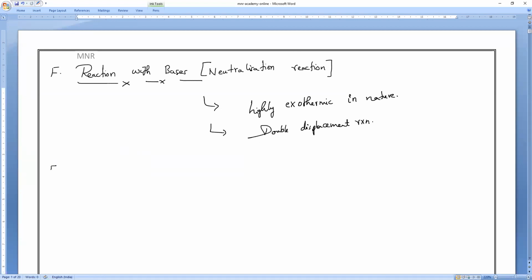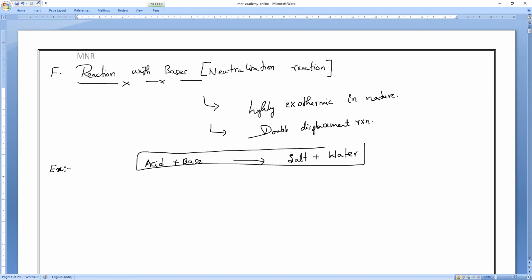So let us take the examples. We all know very well, if any kind of acid reacts with the base, it will give you salt plus, what, guys? It will give you water. So that is the standardized equation of a double displacement reaction, or we can say a neutralization reaction.